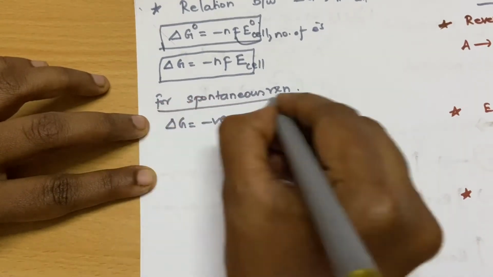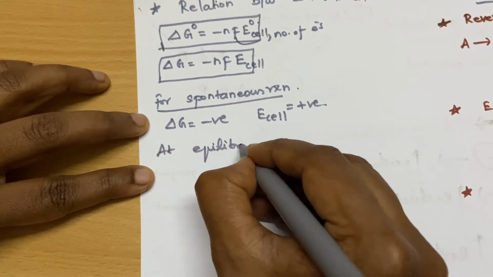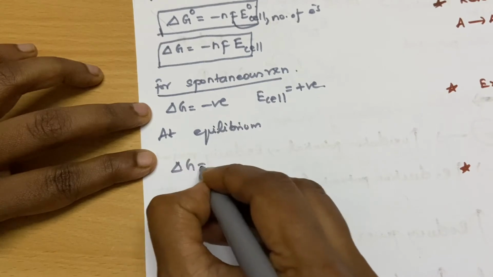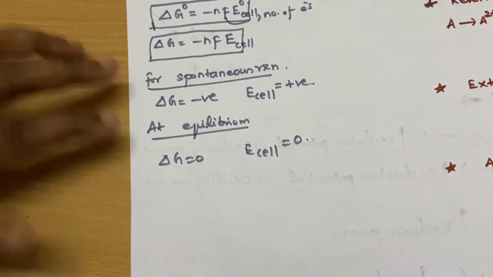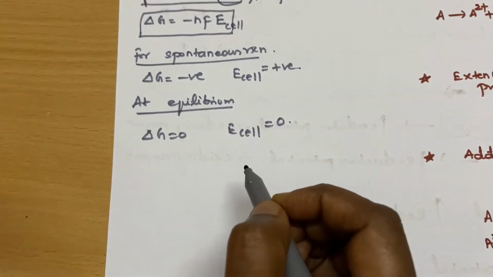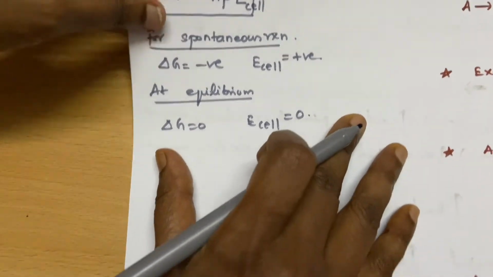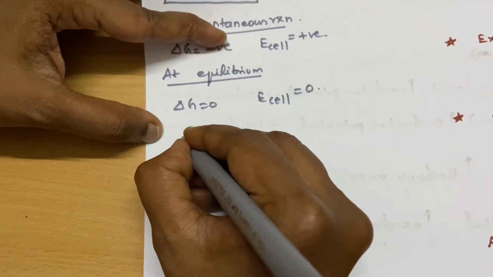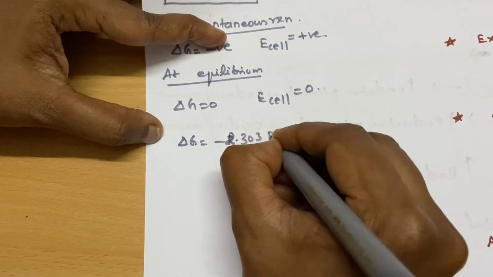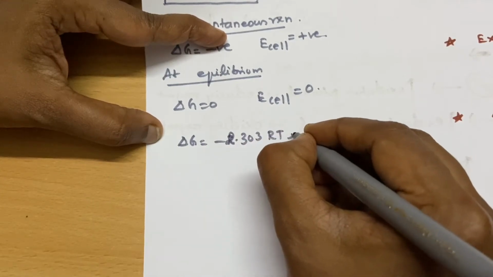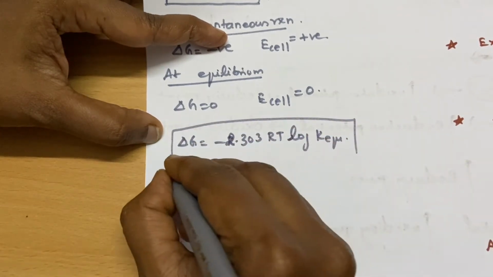One more condition you have to know is what happens at equilibrium. When the system attains equilibrium, both become zero. You need to know this. And how to find the K equilibrium, and when this equation comes into use, we are going to see that. One more equation is del G is equal to minus 2.303 RT log K equilibrium. This equation is also very useful.